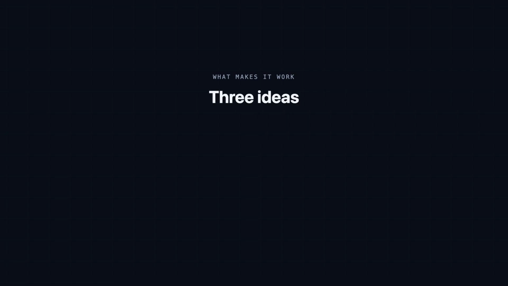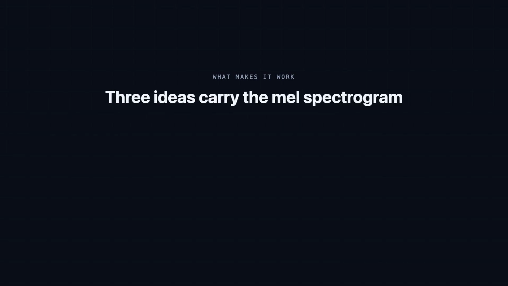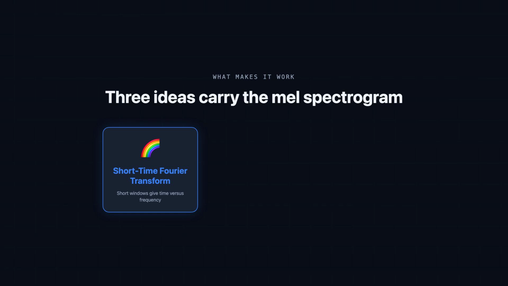Let's pull out the three ideas that make the Mel spectrogram so handy. The Fourier analysis is the engine, applied to short windows one after another. In what's called the short-time Fourier transform, it gives you time along one axis and frequency along the other, turning a flat signal into a rich two-dimensional map.